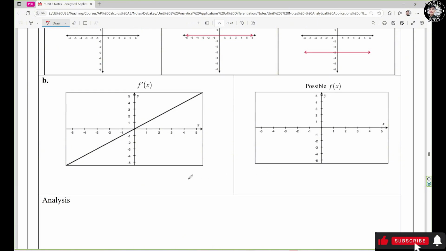Now let's move on to question B. The function f prime of s is a linear function, right? Then the possible f of s must be a quadratic function, right? Now we need to locate the 0 right here, right? The 0 of f prime of s becomes the minimum or maximum of f of s, right?